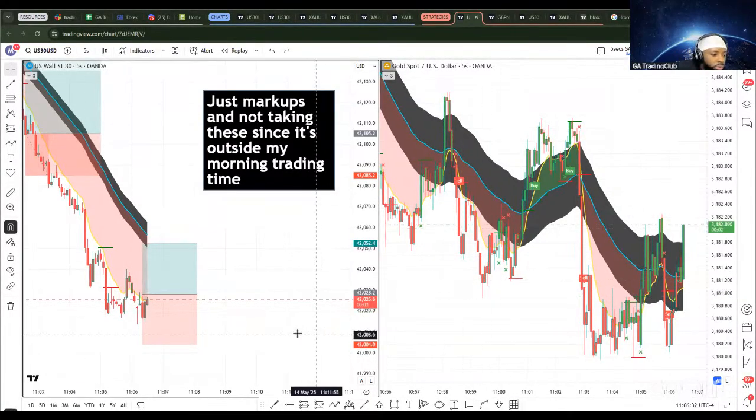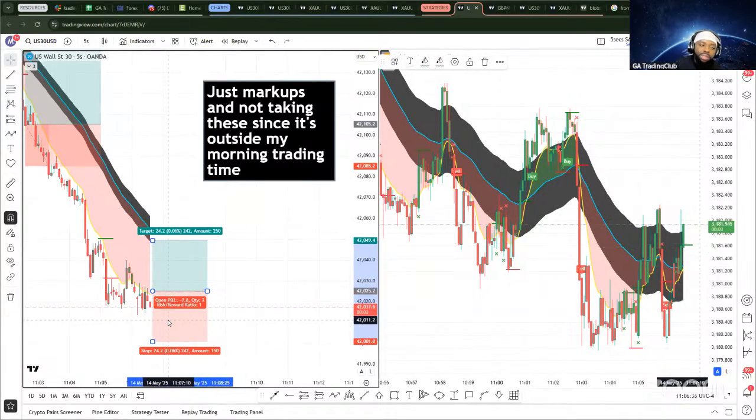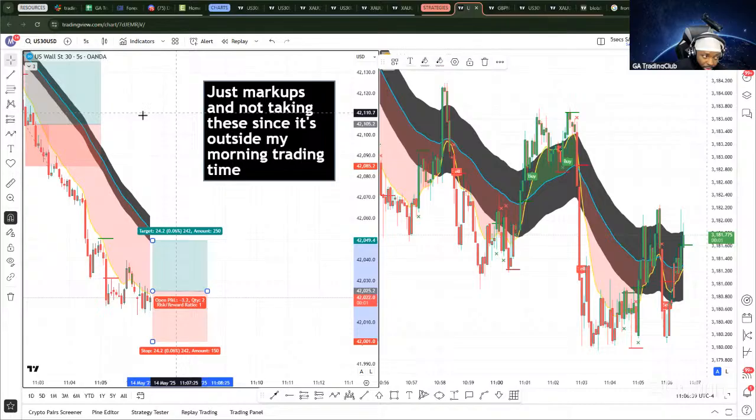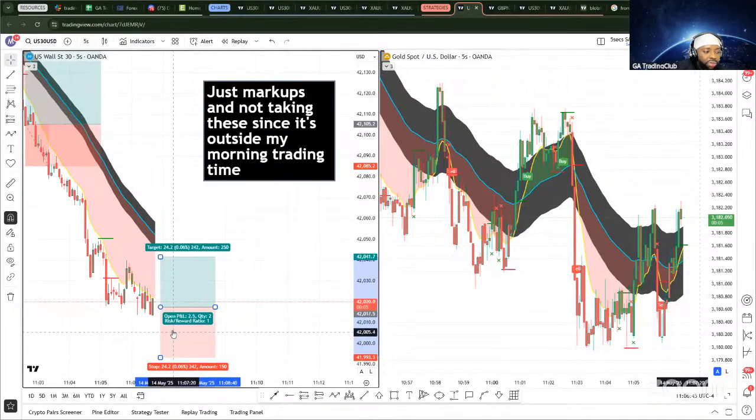So somebody again who would be waiting for the 5 second, they still wouldn't be in the trade, would still be waiting. And you can see the distance. So 105 up here, almost a 100 point difference in the entry.